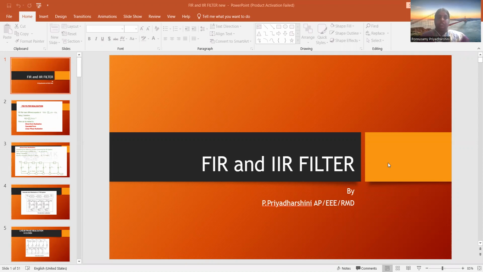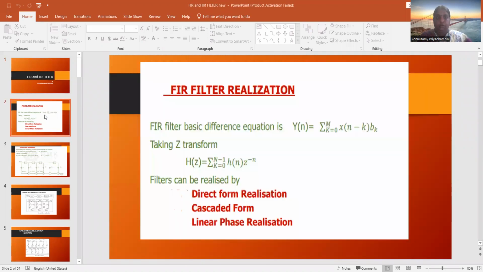Today, we are going to see a topic from the subject digital signal processing. The topic is about FIR and IIR filters. So, under this topic, first we are going to see the realization of FIR filter.